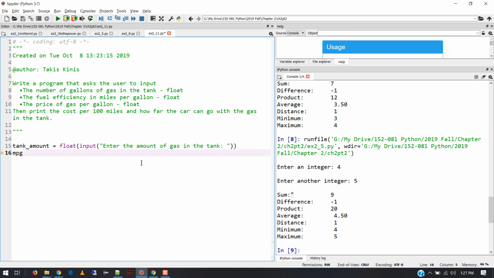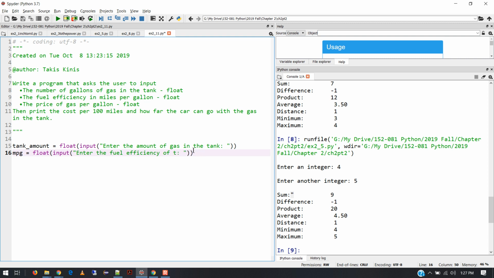All right. So the next thing is the miles per gallon, and MPG seems good to me because that's how I think of it. And we're just going to basically copy this statement and just change the words, right? Why retype? So we're not going to enter the amount of gas. We are going to enter the fuel efficiency of the car.